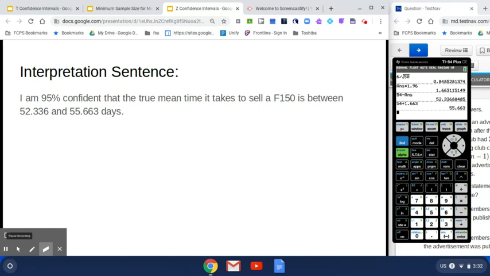Anytime you calculate a confidence interval, you must interpret the meaning of those numbers. So basically, we're going to be writing a sentence that sounds similar to this one for that last example. I am 95% confident that the true mean time it takes to sell an F-150 is between 52.336 and 55.663 days.